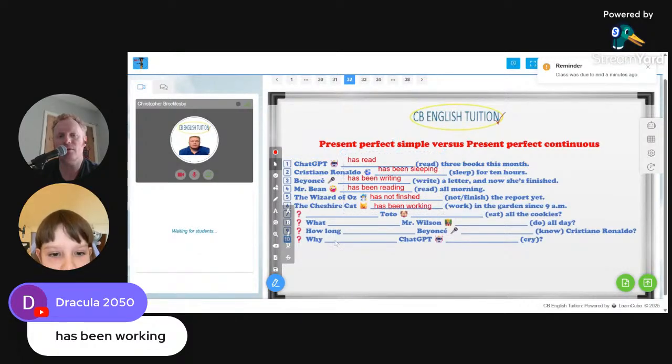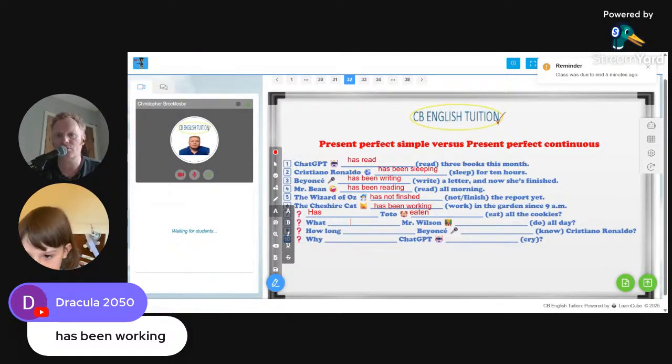Next one, Toto. What's your question, Varvara? "Has Toto been eating all the cookies?" Oh, you're choosing the continuous form? Yes. I mean, we can do that one, but which one might be more normal? Which tense do we use when we're talking about the result? Eaten. Yeah, we're wondering about the result, like what is done. Has Toto eaten all the cookies? Yes or no?